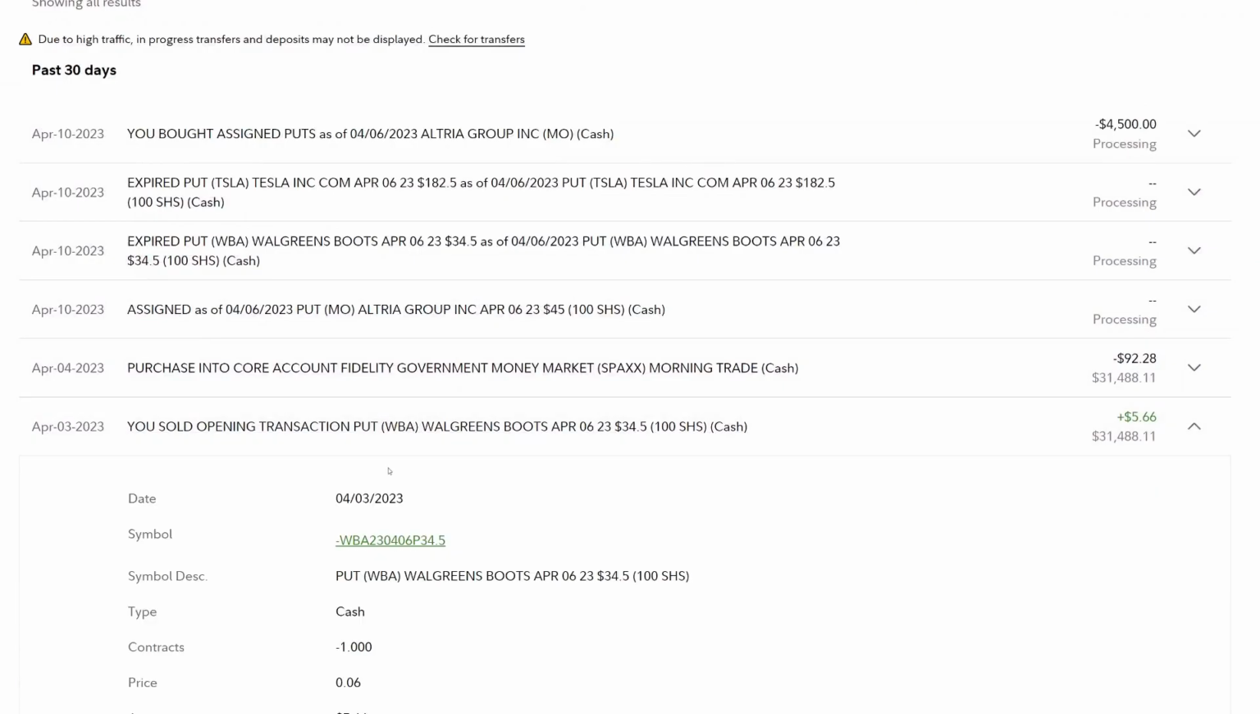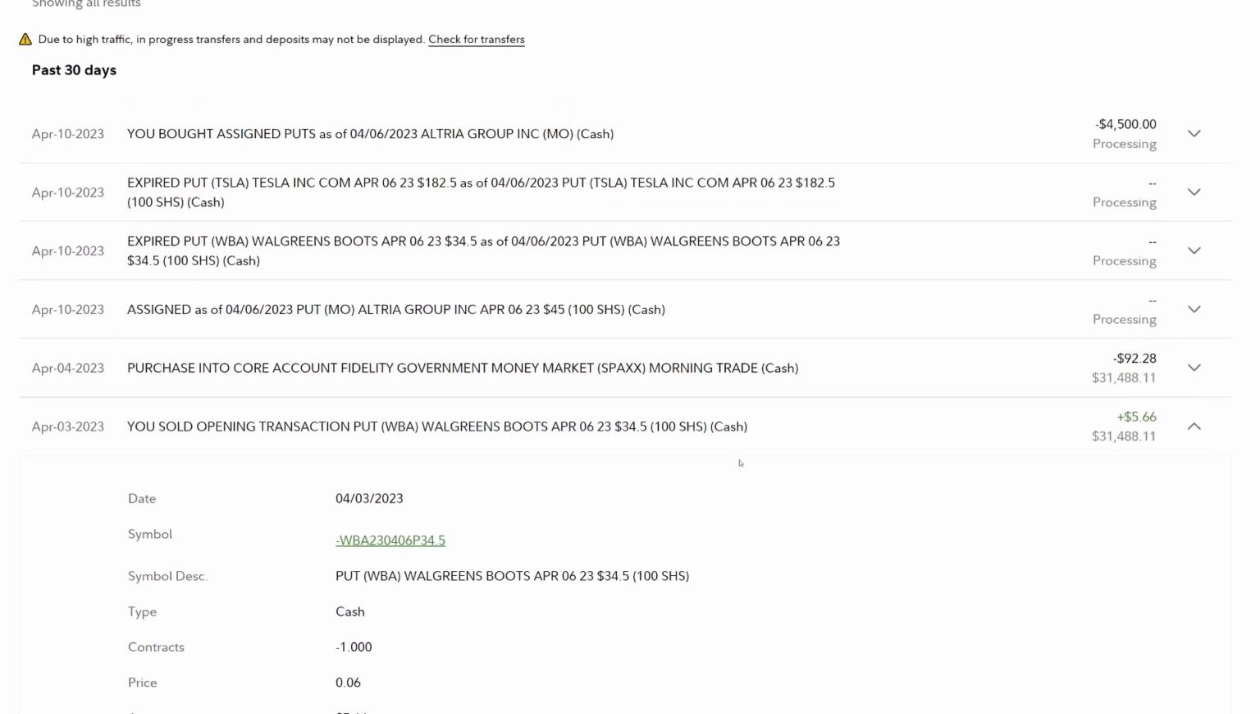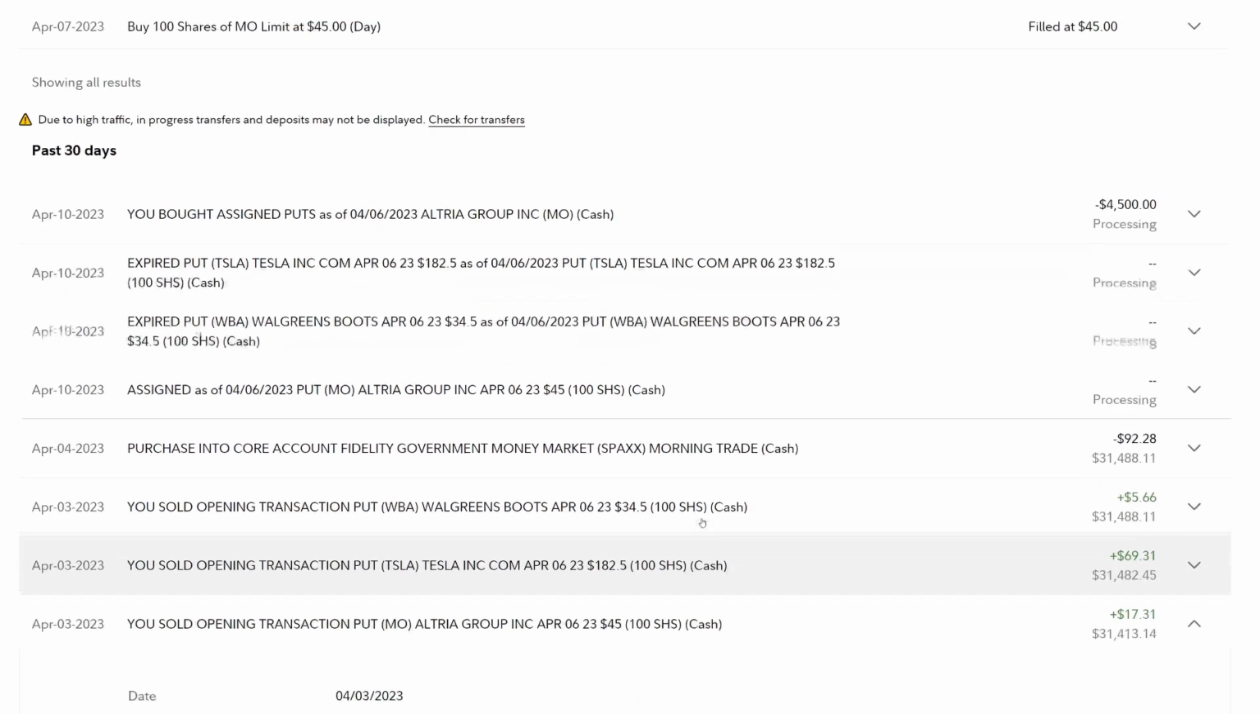On WBA, we sold a cash secured put for an expiration of the 6th of April, with a strike price of $34.50, and we collected about $5.66. This one expired worthless, which you'll see shortly.